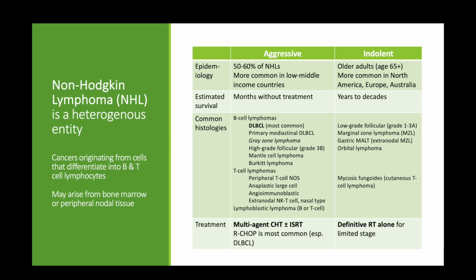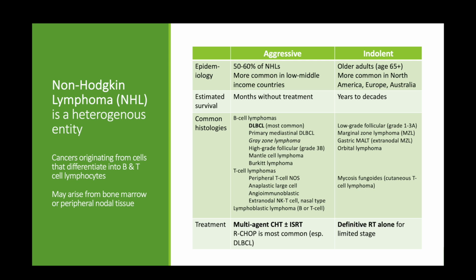In terms of common histologies, follicular lymphoma is very common, and low-grade follicular lymphomas are thought of as grade 1 to 3A. We'll talk about what distinguishes follicular lymphoma grade 3A, which is still considered indolent, versus 3B, which remember was considered aggressive. Marginal zone lymphomas, gastric MALT, which is an extranodal marginal zone lymphoma, and orbital lymphomas. These are indolent B cell histologies. And then there's also mycosis fungoides, which is a cutaneous T cell lymphoma. For limited stage indolent lymphomas, oftentimes the treatment can just be definitive radiation alone.